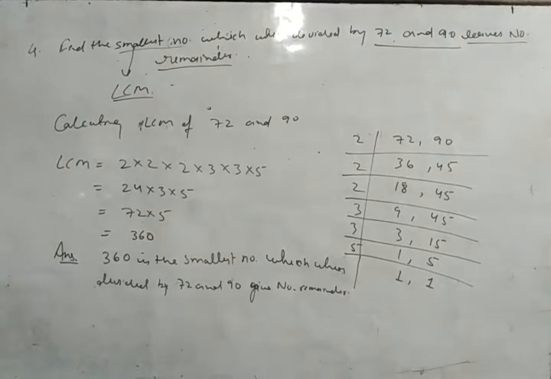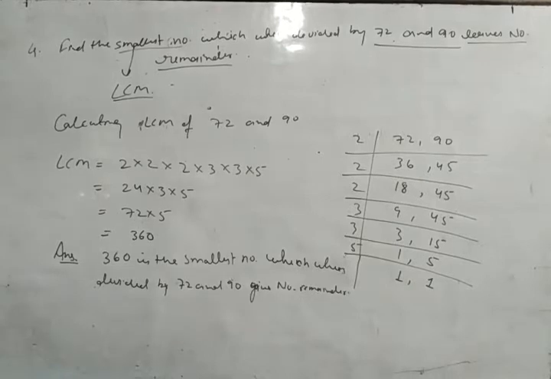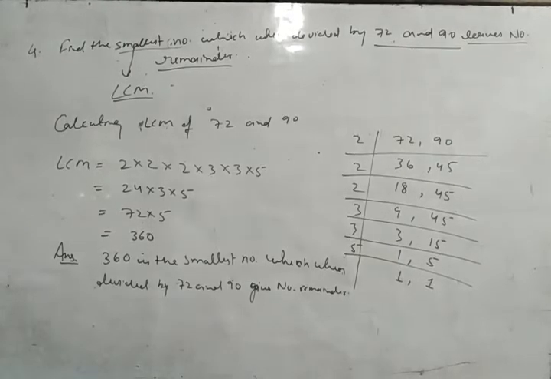You have to first mark the words "smallest number". If it is the smallest number, you have to calculate the LCM of the given numbers, and where it is written "leaves no remainder", you just calculate the LCM and the answer you get from the LCM will be the smallest number. So 360 is the LCM of 72 and 90. So we will write: 360 is the smallest number which when divided by 72 and 90 gives no remainder. It's your answer. Now we will go for the last type of questions.